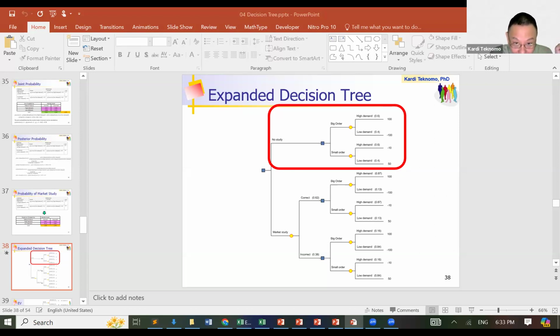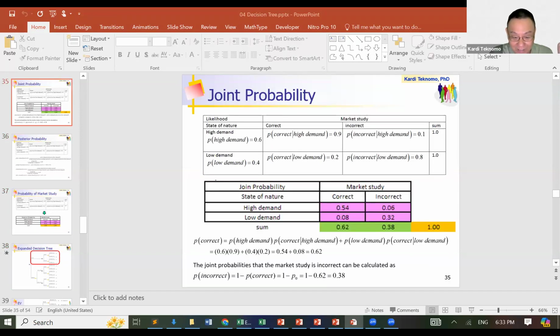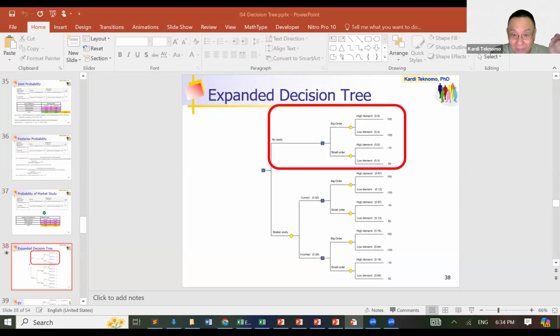Okay, where does this 0.62 come from? From the table a while ago. Here. You see? Okay. So 62% and 38%. Yeah, that is the probability that it is correct.